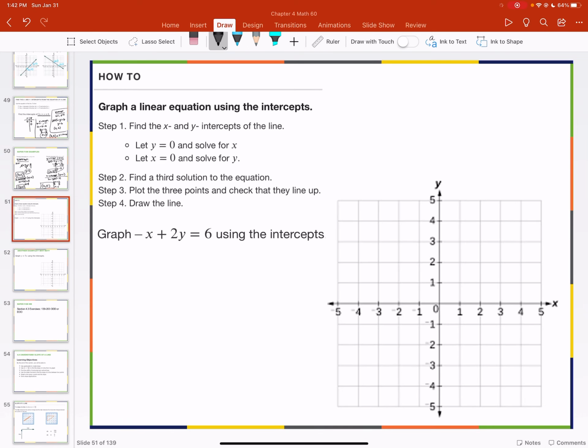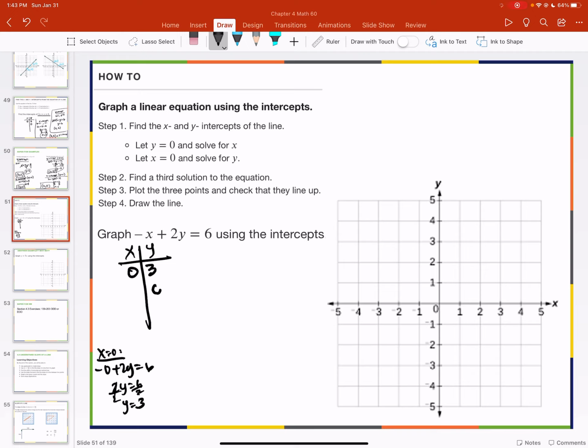All right. So how do you graph if you have the intercepts? If you want to graph a linear equation using the intercepts, first you find each intercept. So let x equal 0, solve for y; let y equal 0, solve for x. Then you can pick a random one, and then you plot the 3 points and check that they line up. So let's say we're doing this. We're going to let x equal 0 and then solve for y. That's going to be negative 0 plus 2y is equal to 6. In other words, 2y is equal to 6, y is equal to 3, because I divide both sides by 2. So I get 3, that's 1 point.